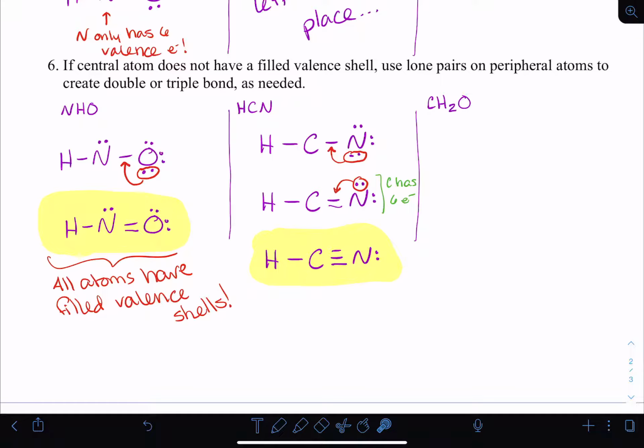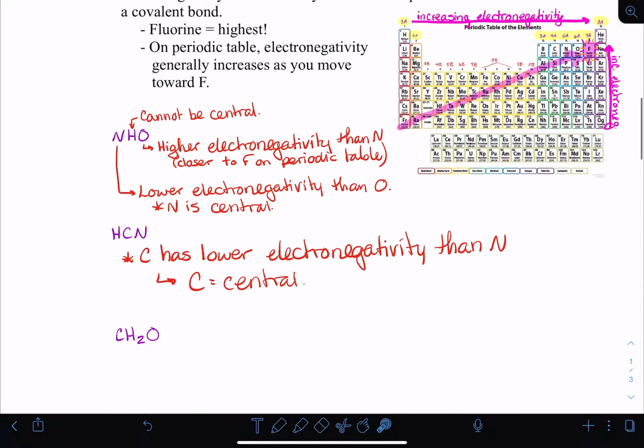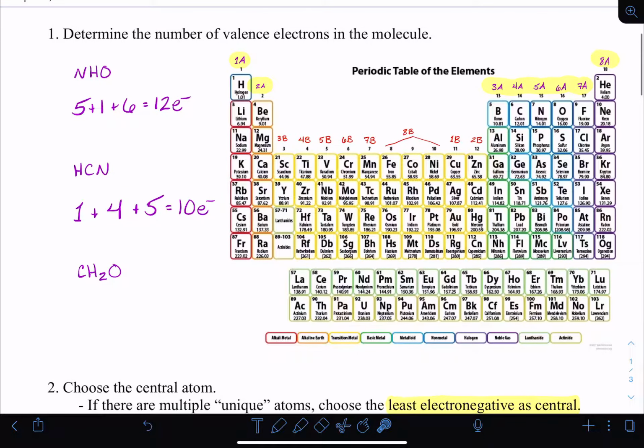So pause here and try the last example, CH2O. For this one, we have carbon in group 4, 2 hydrogens in group 1, and oxygen in group 6. So that will be 4 for carbon, plus 2 times 1 for each hydrogen, plus 6 for oxygen. 6 and 4 is 10, plus 2 is 12. So we should have 12 total electrons represented in our final structure for this molecule.